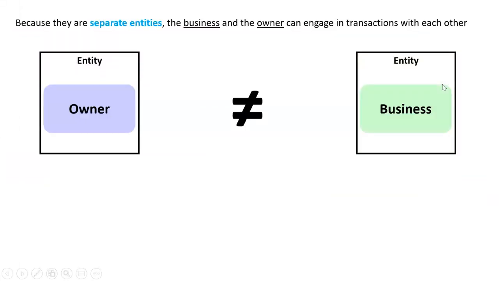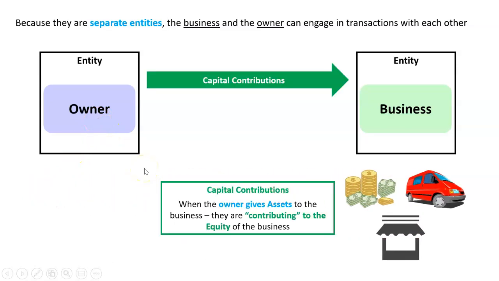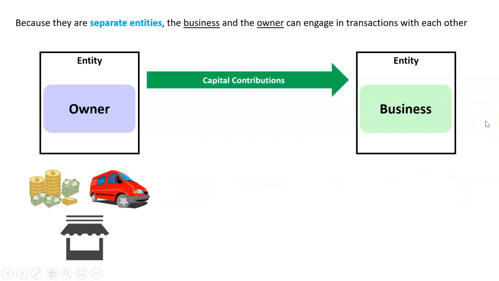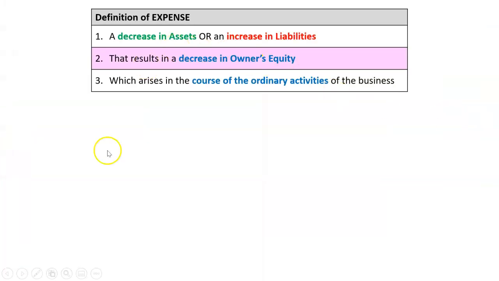Let's just take our last example. It's all about the entity concept where we said the business and the owner are separate entities. So we get the owner here as one entity, does not equal the business as an entity. So they can do transactions with each other. So the owner can give the business money, car, property, whatever. Any type of asset, that's called a capital contribution. And likewise, the owner can take out money, car, property, inventory, whatever, any type of assets, and that's called drawings. So let's have a look at that and say, are drawings an expense?